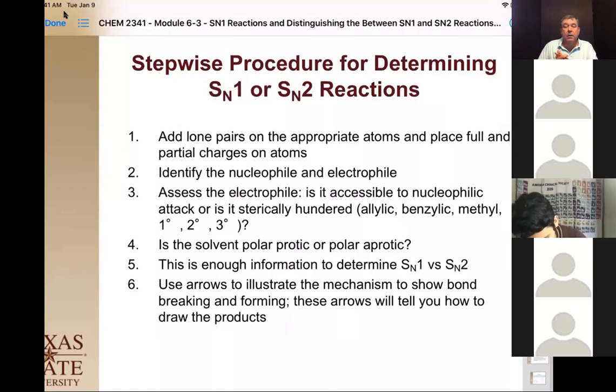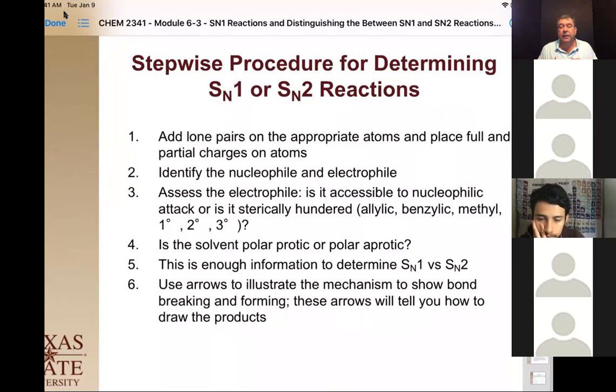You want to look at the electrophile. How stable would that electrophile be if it formed a carbocation? If it would be pretty stable as a carbocation, then we might start tilting our way toward carbocation formation. Is the solvent protic or not protic? Protic favors SN1.